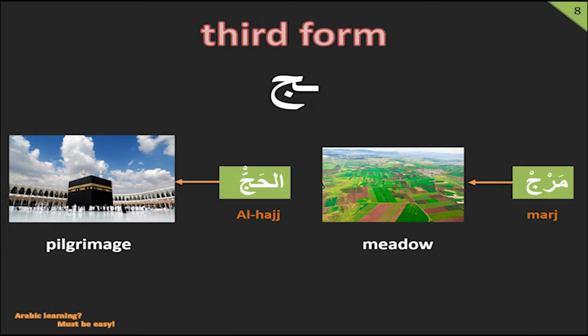Next, we have two examples of the third form of Jim, namely Marj. So, fatha on Mim, sukun on Ra, and also on Jim. Marj means meadow. The meadow would be Al-Marj.